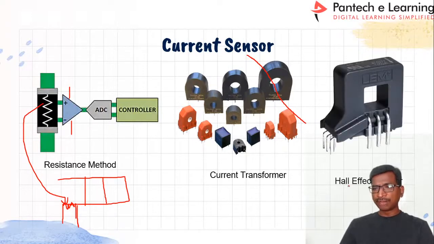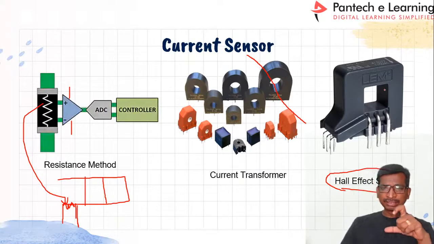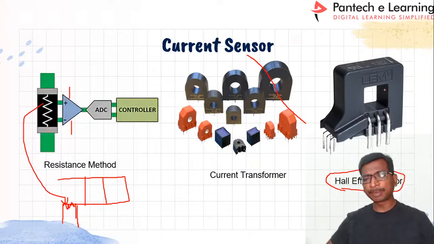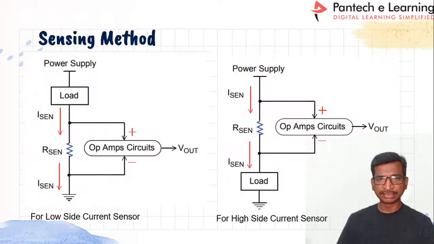Similarly, Hall effect sensors, again this is the high end one. Here the Hall effect sensor will be placed on the magnetic material. This also works on the same method, but here the north and south poles will be placed in a proper manner to get a proper output voltage. So these three types of sensors are used to measure current, right?